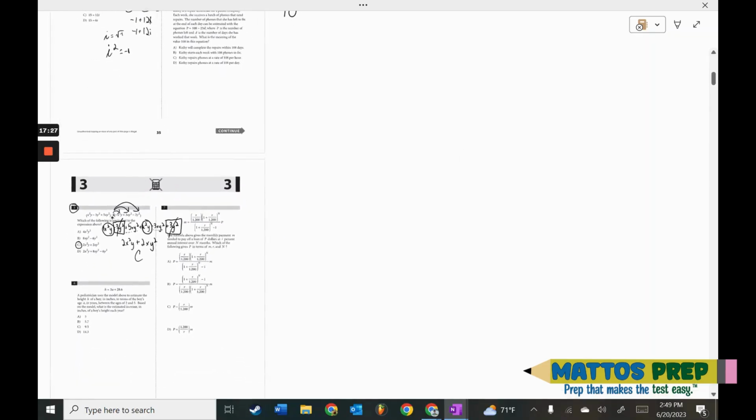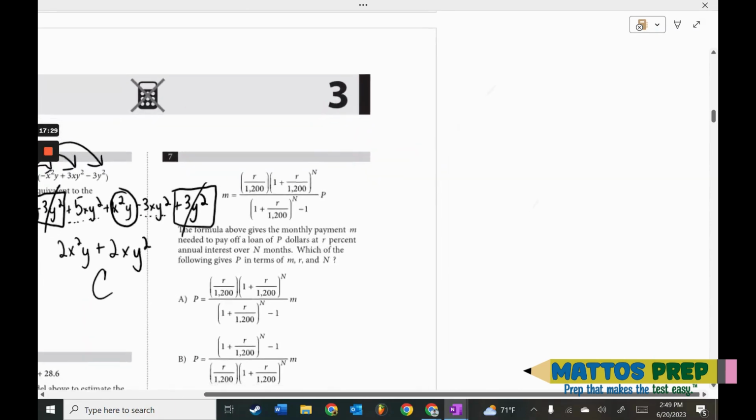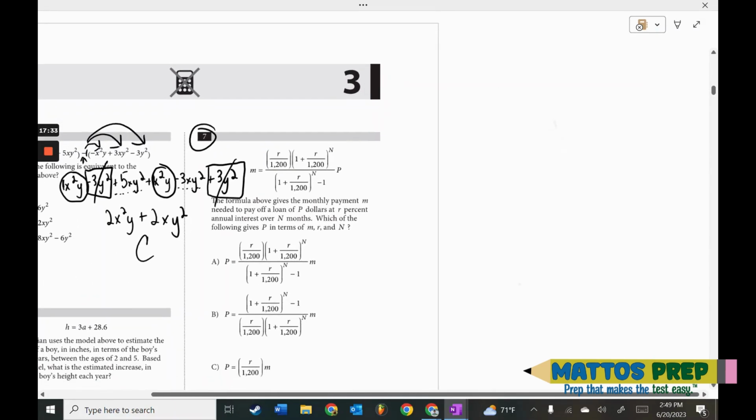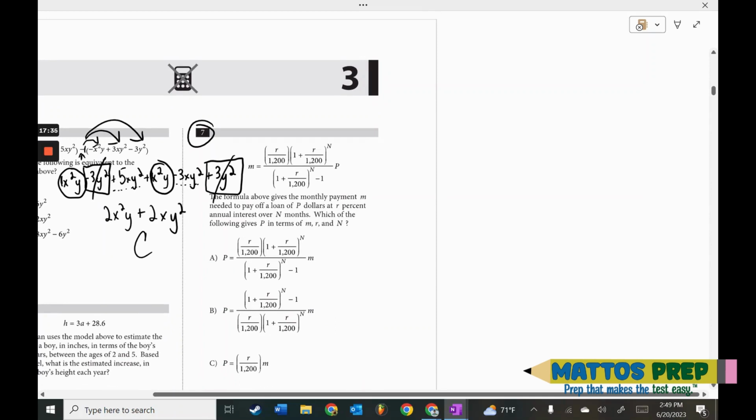Now we'll go to number 7. A lot of the SAT questions are really just trying to confuse you, like really badly. So here, let's read it together. The formula above gives the monthly payment M needed to pay off a loan of P dollars at R% annual interest over N months. Which of the following gives P in terms of M, R, and N?